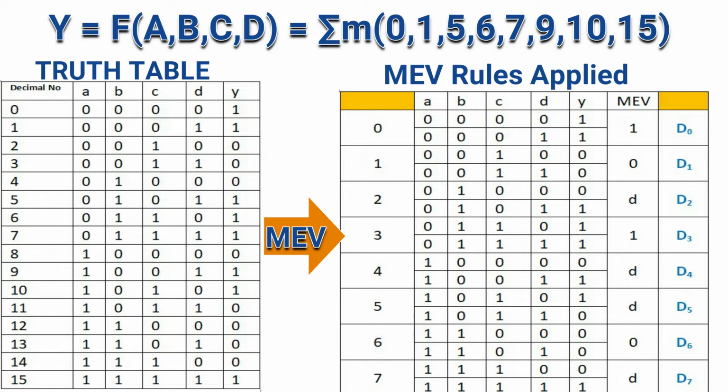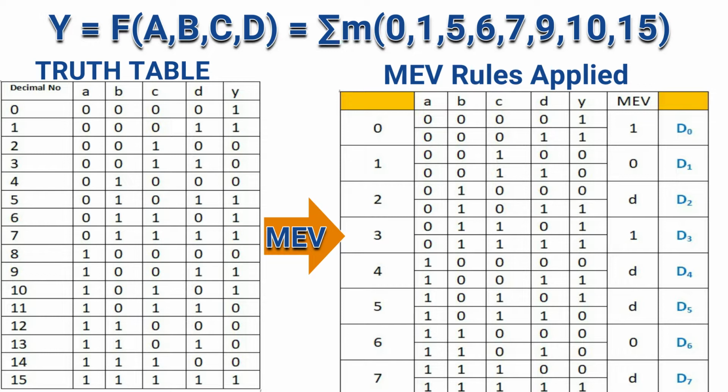The next one is to apply the map entered variable rules, and then simplify the given 4 variable expression into a 3 variable expression using an 8:1 multiplexer. So after applying the map entered variable rule, here we can see D is taken as a map entered variable, and then we have the values of the map entered variable coming.